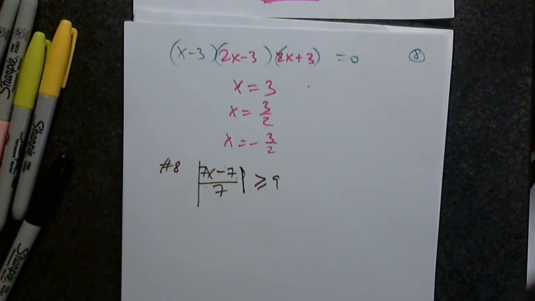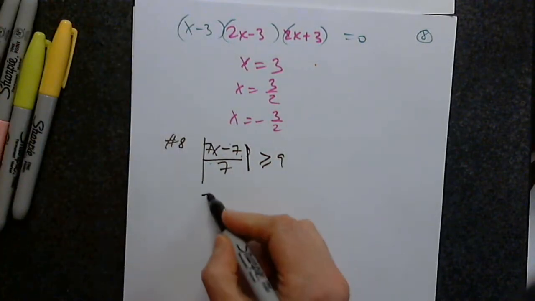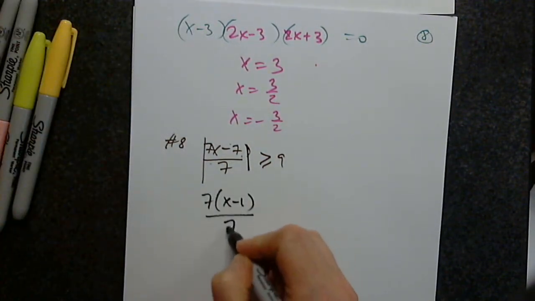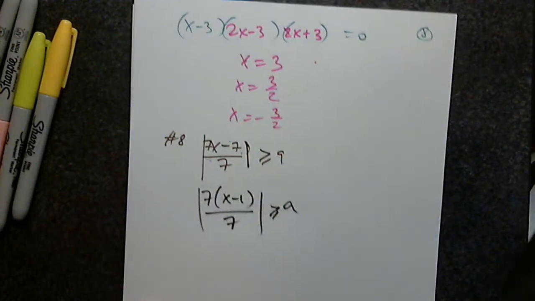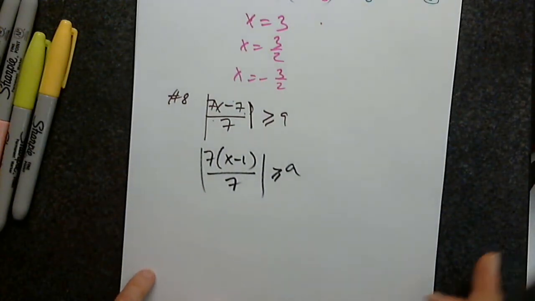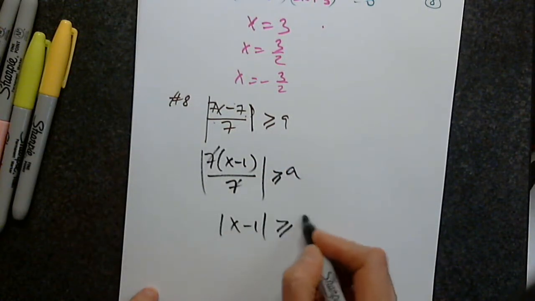Are we ready? Okay. So here's what I would do first. I would factor out 7, x minus 1, 7. Remember, you cannot touch the absolute value. You cannot take anything outside. You cannot put anything inside, nothing. So then I'll simplify, and I get the absolute value of x minus 1 greater or equal to 9.